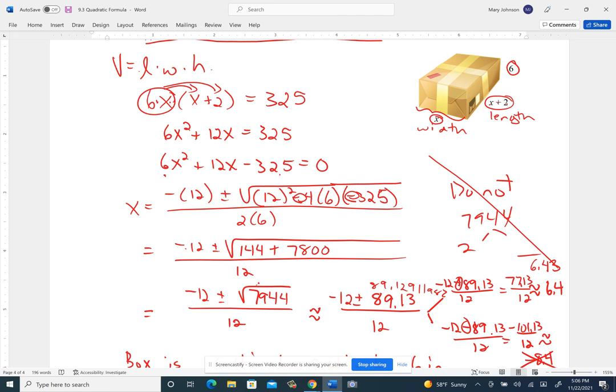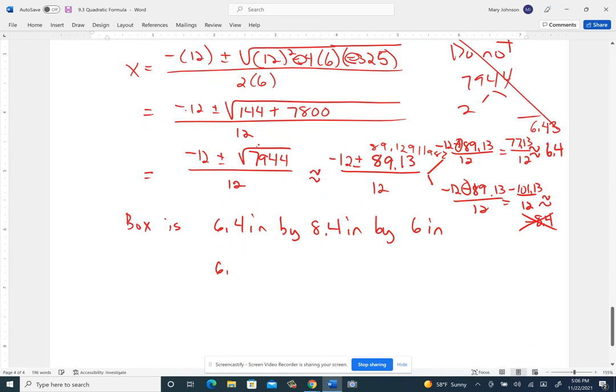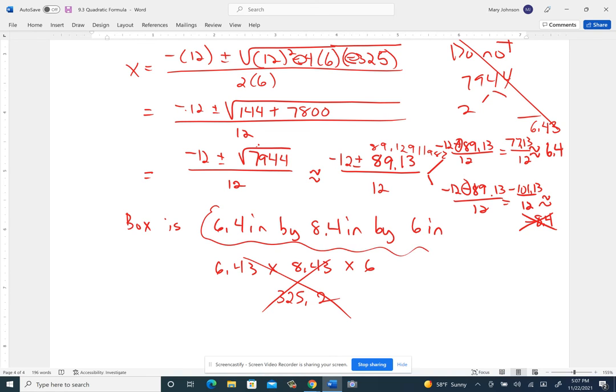Okay. And if I did 6.43 by 8.43 by 6, let's see what that turns out to be. I'm just trying to show you that it's really just a little bit of rounding. Yeah, now that turns out to be 325.2 when I check it. So when I plugged it back in, it was off by like 3 whole, it was like 322 cubic inches. So it's worth checking, but just a little bit of rounding can make that happen. So this should be what they're expecting.